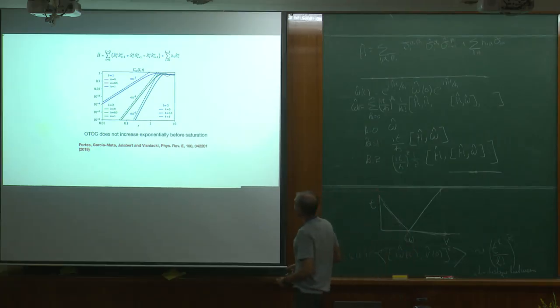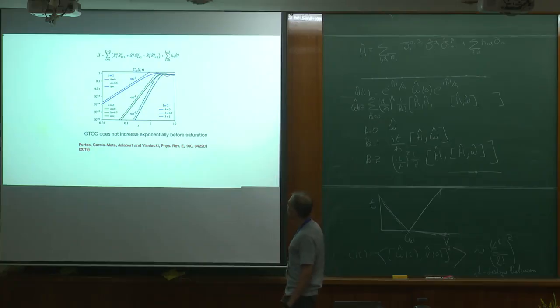And so what you see here is a plot of the OTOC as a function of time for two different operators W and V, which are initially separated by distances L equal to 1, L equal to 2, and L equal to 3. And the calculation has been done for various values of H.